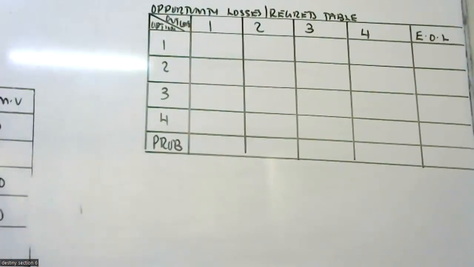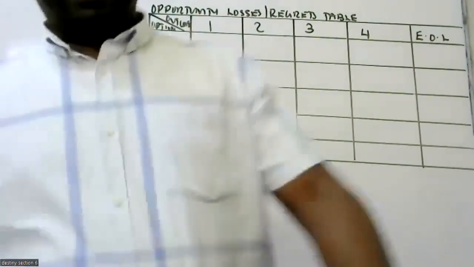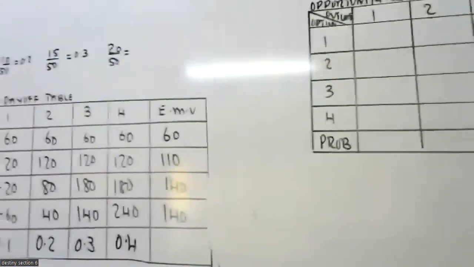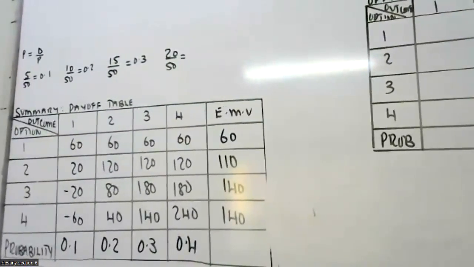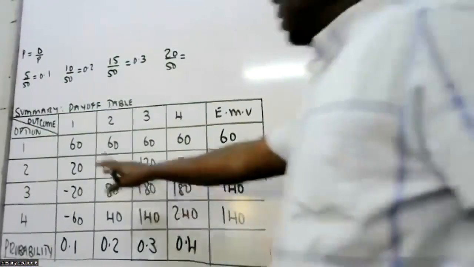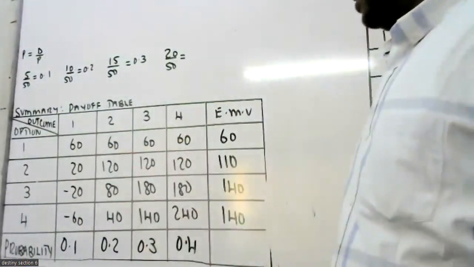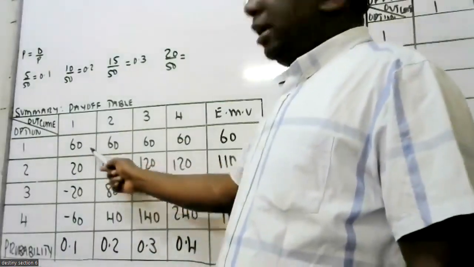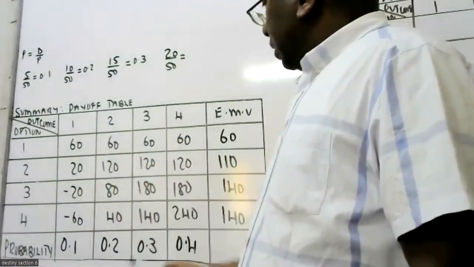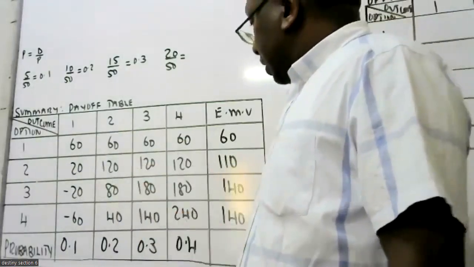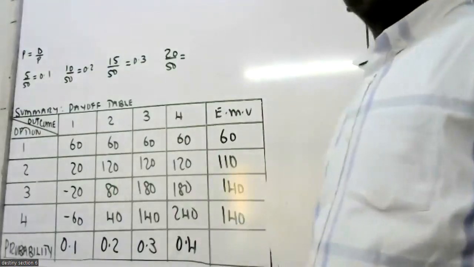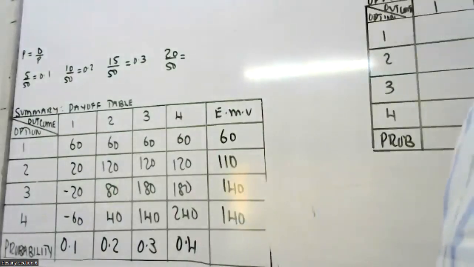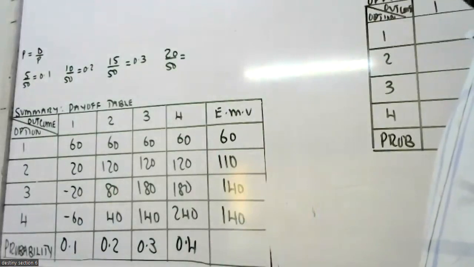You're through? So what we do, you go to the table there, that original table. Then you'll be picking the highest in every column. Like now, the highest here will be 60. The highest here will be 120. The highest here will be 180. The highest here is 240. Then you subtract the others from it.